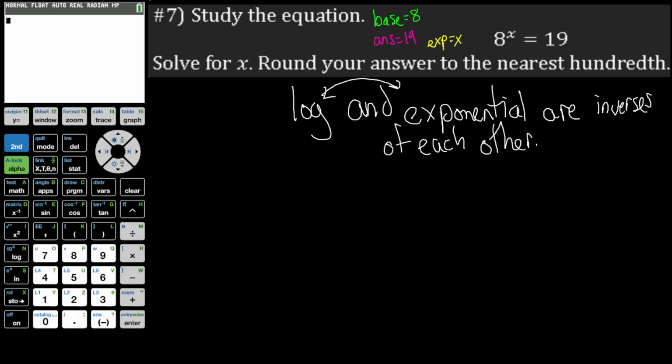So let's do orange maybe. How does that look? Yeah, perfect. So I'm going to take the log of both sides and I'm going to use my base 8. So I have log base 8. My answer is 19 and my exponent is x. And so again, be able to calculate this for yourself.